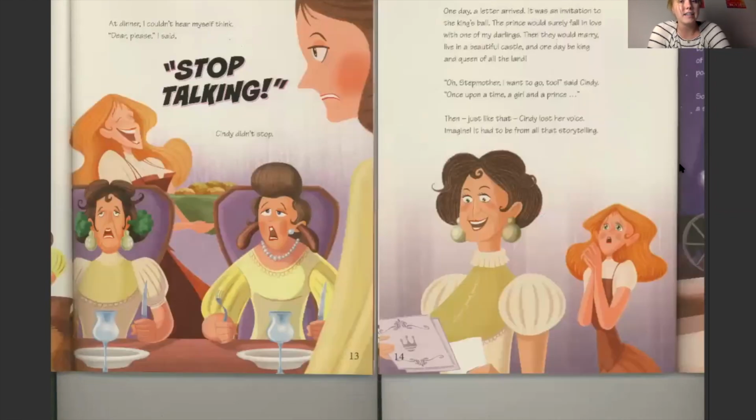At dinner, I could hear myself think. I couldn't hear myself think. Dear, please, I said, stop talking. Cindy didn't stop. One day, a letter arrived. It was an invitation to the king's ball. The prince would surely fall in love with one of my darlings. Then they would marry, live in a beautiful castle, and one day be king and queen of all the land. Oh, stepmother, I want to go too, said Cindy. Once upon a time, a girl and a prince.